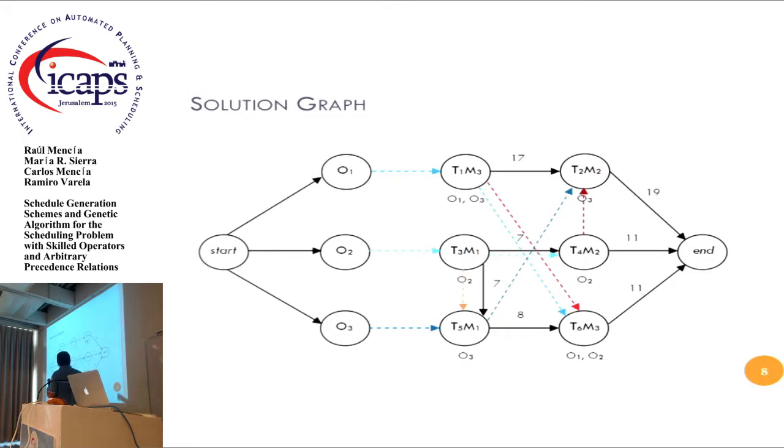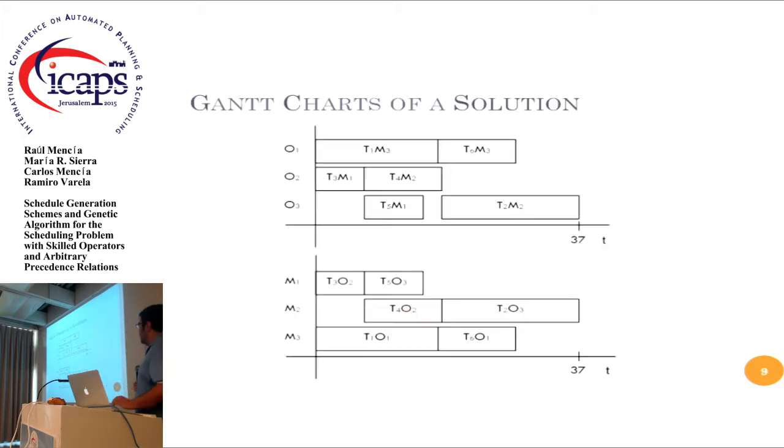And then we can see that the tasks that require the same machine have a disjunctive arc, like that red one, and that the tasks that use the same operator in this solution have an operator arc connecting them. And we can also represent the solutions with Gantt charts. Here we have two Gantt charts that represent the same solution, with the difference that the first Gantt chart does it with respect to the operators, and the second Gantt chart does it with respect to the machines.